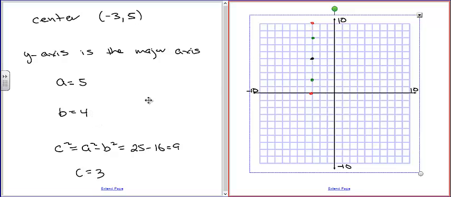And then you have your minor axis. So you go 1, 2, 3, 4 to the right, 4 to the left. You draw in your box. And everything should be symmetric. Ellipses are symmetric things.